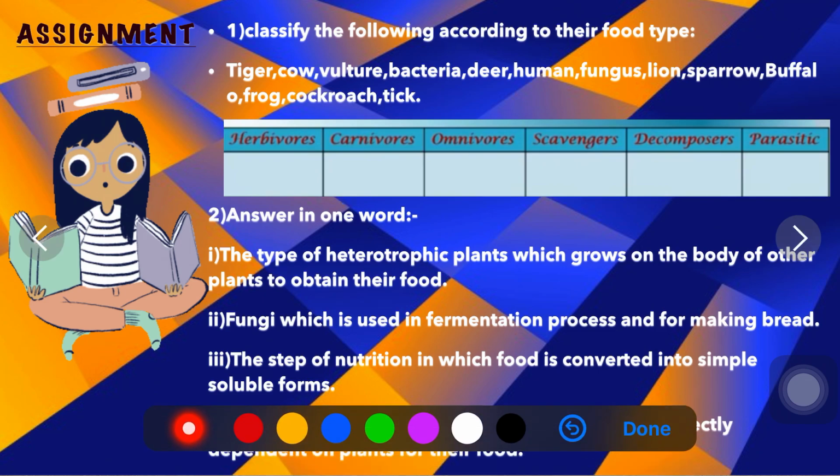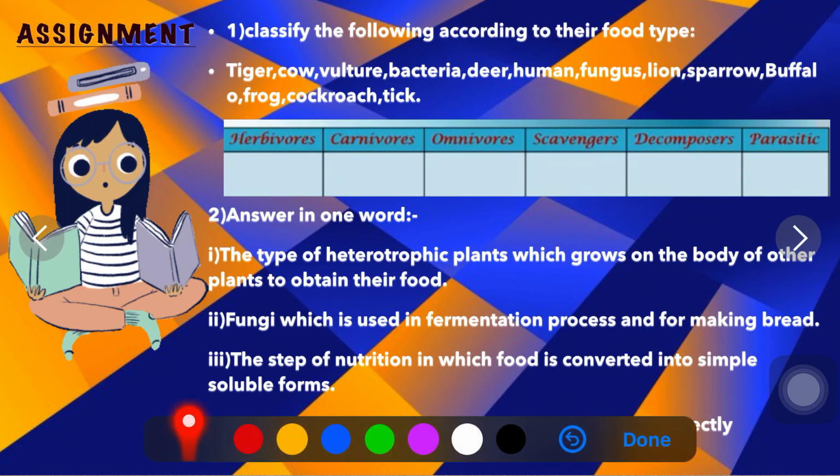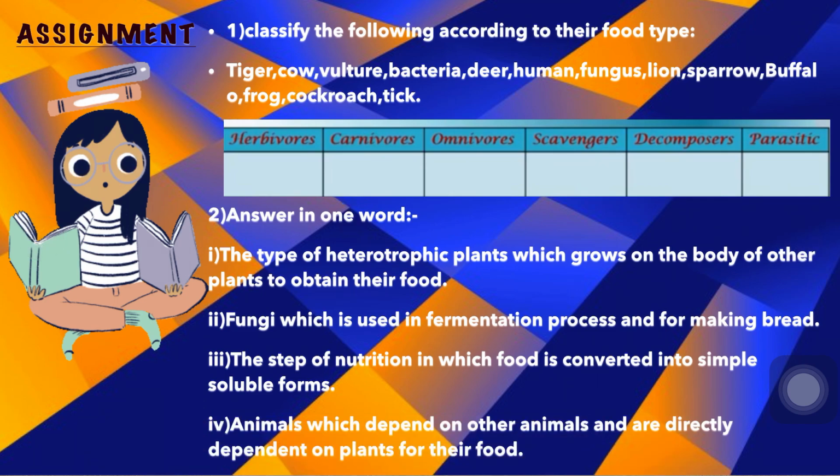Student, based on this video, I want you to do a small assignment. Classify the following according to the food type. Answer in one word the type of heterotrophic plant which grows on the body of other plants to obtain their food. Fungi which is useful in the fermentation process and for making bread. The step of nutrition in which food is converted into simple soluble forms. Animals which depend on other animals and are directly dependent on plants for their food.